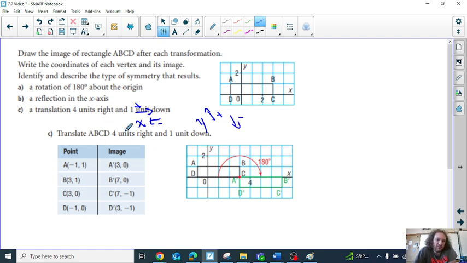So if I want to translate 4 units to the right and 1 unit down, all I have to do to my coordinates here is add 4 to all of my x values. So -1 plus 4 is 3. 3 plus 4 is 7, 3 plus 4 is 7, and -1 plus 4 is 3. And I can subtract 1 from my y values. 1 minus 1 is 0, 1 minus 1 is 0, 0 minus 1 is -1, and finally 0 minus 1 is -1.